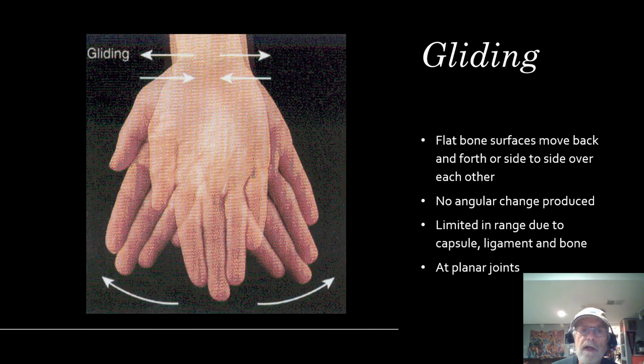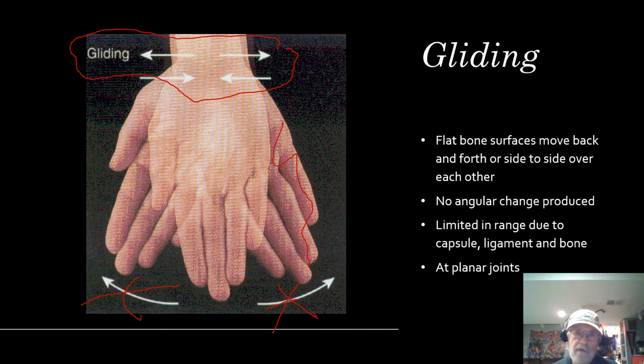Gliding motion. Don't look at these arrows down in here. A gliding motion is basically where we have flat bone surfaces moving back and forth on each other, and that's what we're seeing up in here. This is a gliding motion. Again, this is what we see in those planar joints that we talked about earlier. There's really no angular change. It's just a slide. There's no change in the angle of the hand to the forearm.